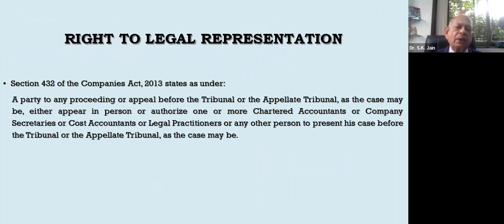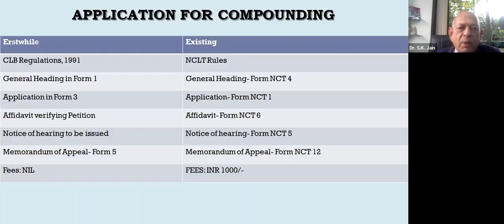Now, the practicing professionals like chartered accountant, company secretary, cost accountant, under section 432 of Companies Act 2013, are authorized to represent any party. A party to any proceeding or appeal before the tribunal or the appellate tribunal, as the case may be, can either appear in person or authorize one or more chartered accountants, company secretaries, cost accountants, legal practitioners or any other person to represent his case before the tribunal or appellate tribunal, as the case may be.